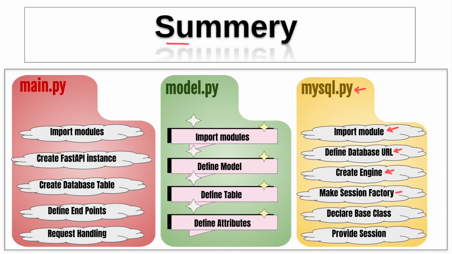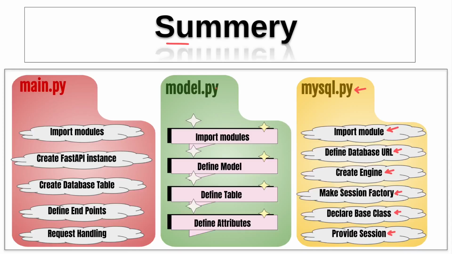Then we make the session factory. All database operations happen inside a session. Then we declare the base class. This is the parent of all database tables or models. Then we provide the session with the help of the getDatabase function. This function gives one database session for each request. This session is opened, used, and then closed.